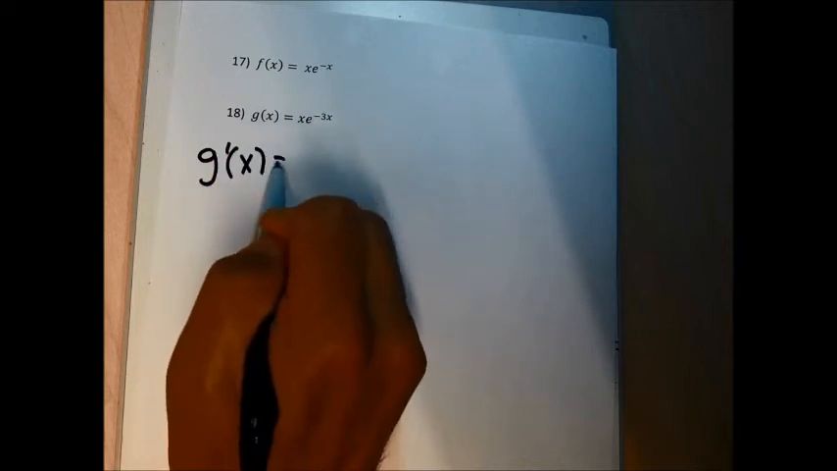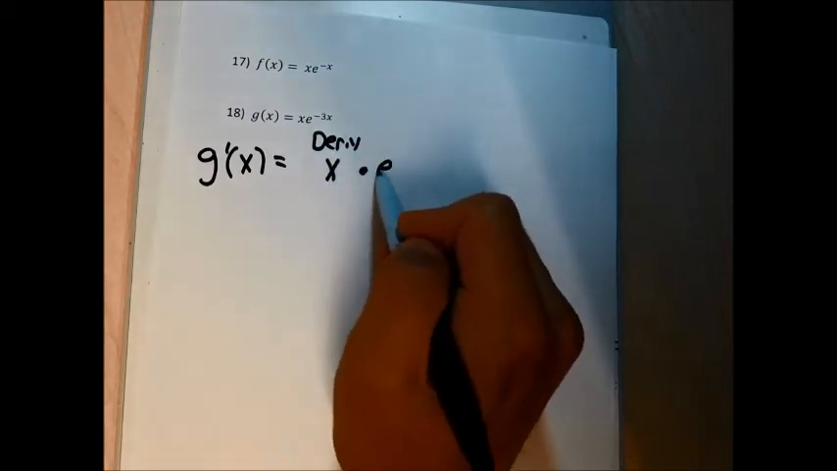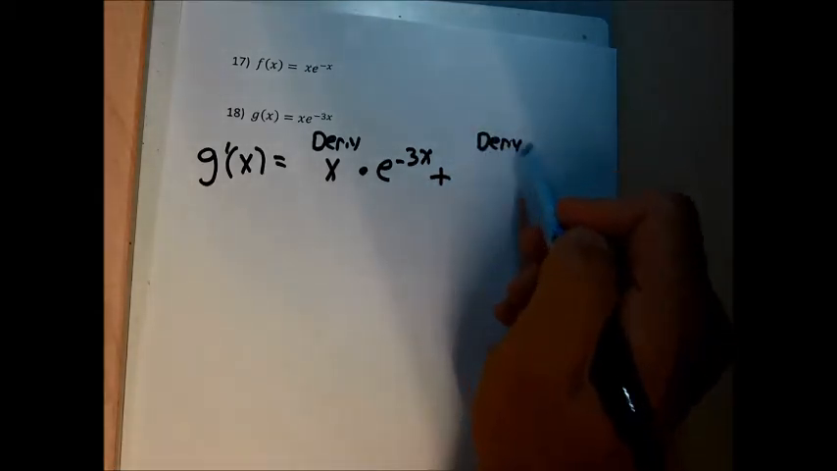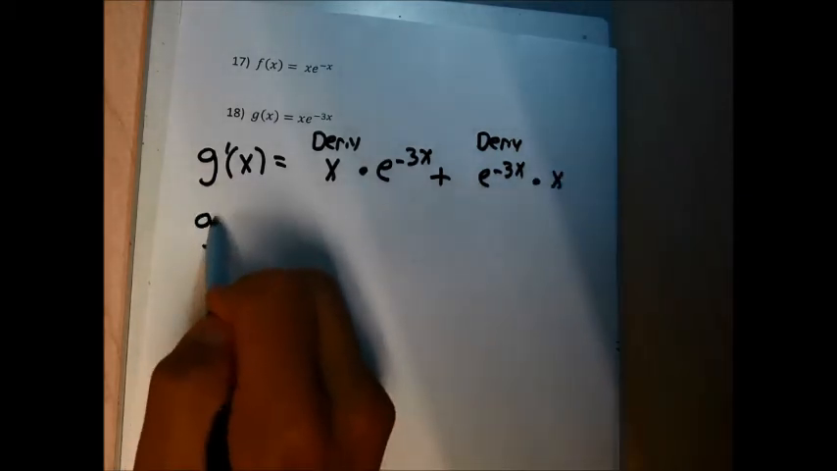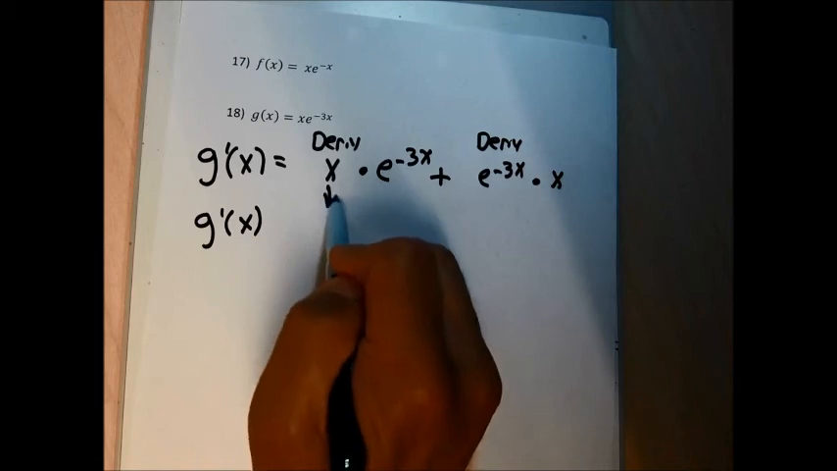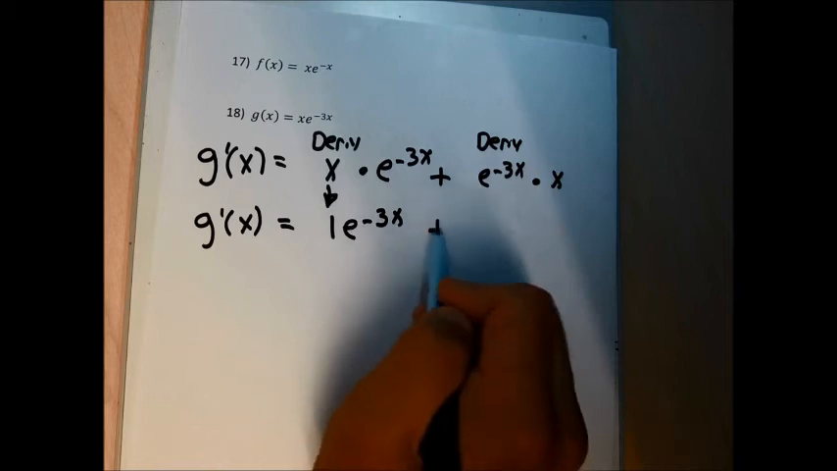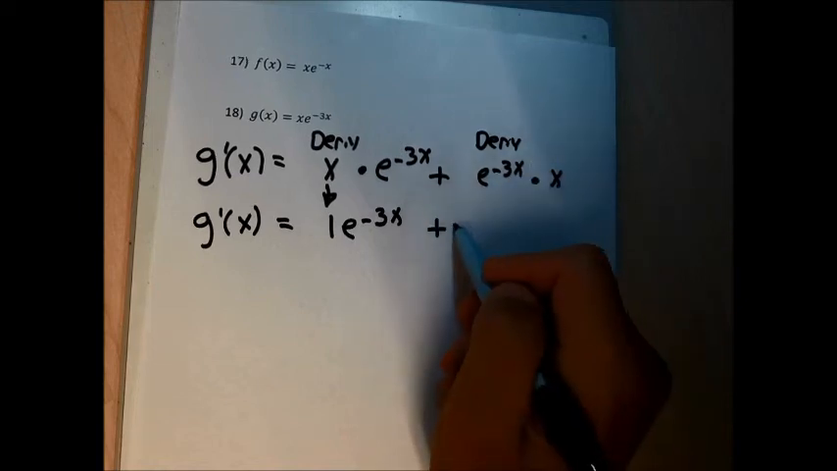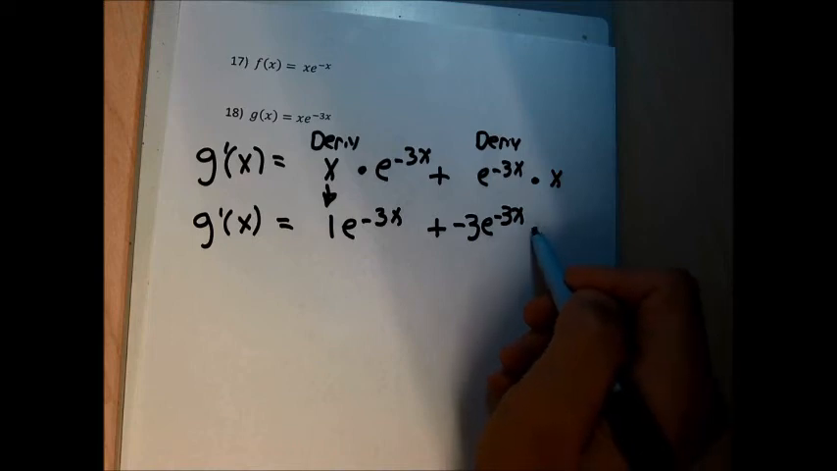So first I'm going to do g prime of x equals the derivative of x times e to the negative 3x plus the derivative of e to the negative 3x times x. The derivative of x is just 1. I'm not even going to write, I'll write that 1. What the heck? Can't hurt. That's the first piece. The derivative of e to the negative 3x, I'll take the derivative of the exponent, which is negative 3, and I multiply that by the original function, e to the negative 3x, and I still have this times x.